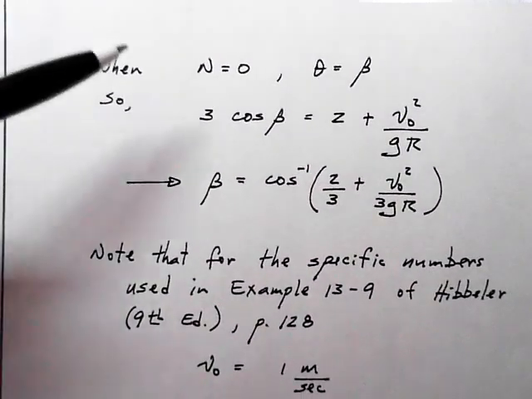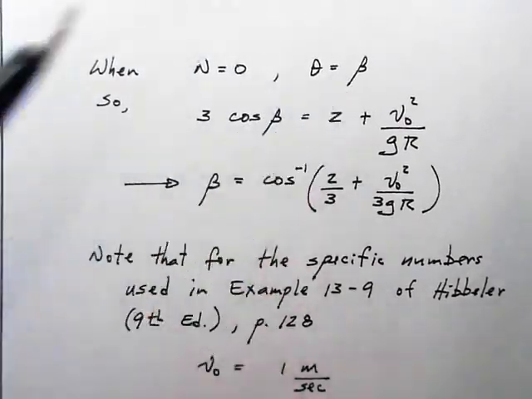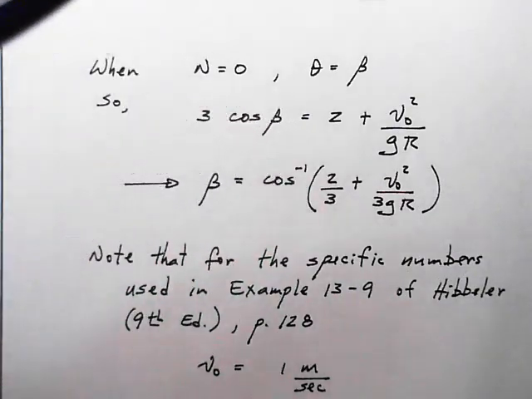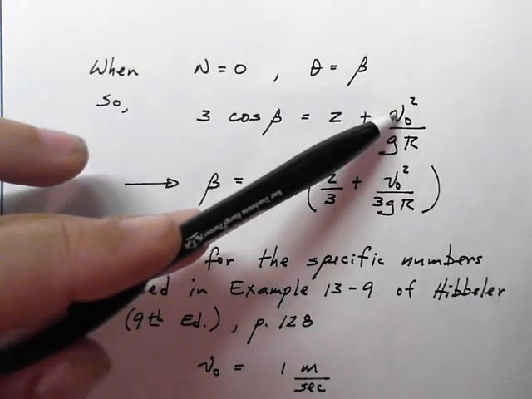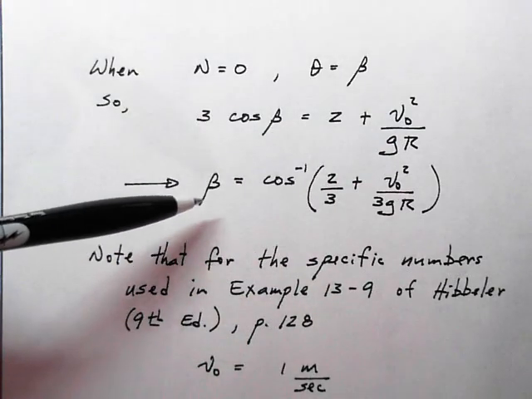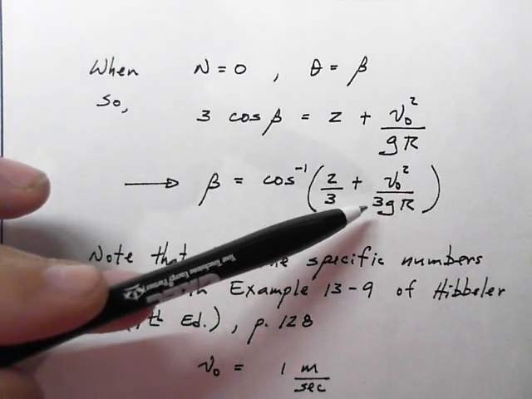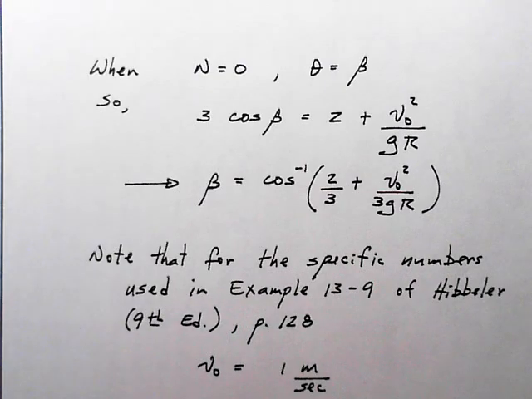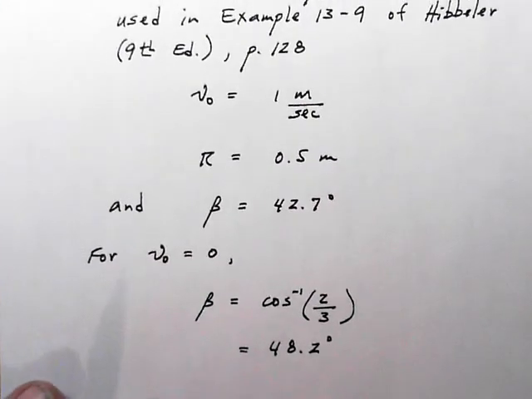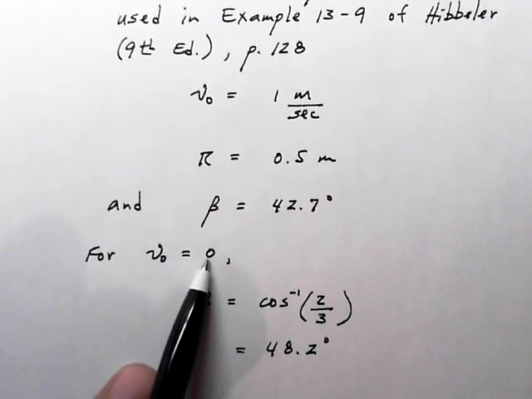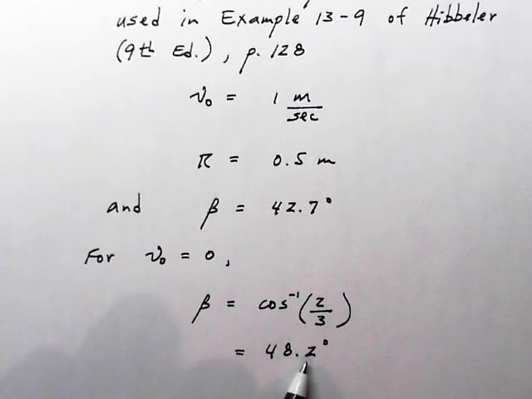So doing that, normal force goes to 0. The particular theta when we leave the hill, let's give it a special name, beta. And so we can solve our earlier equation for the value of beta based on a value of v0, and beta comes out to be the inverse cosine of 2/3 plus v0 squared over 3g big R. We were told in this example to use a starting velocity of 0, and we come up with a beta of 48.2 degrees.